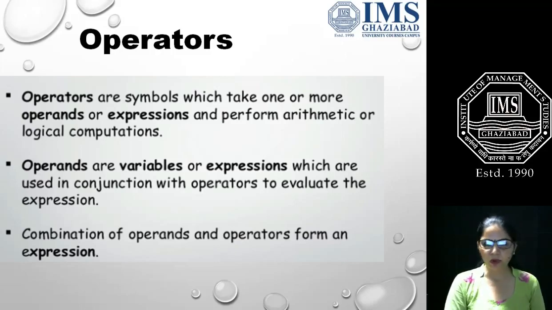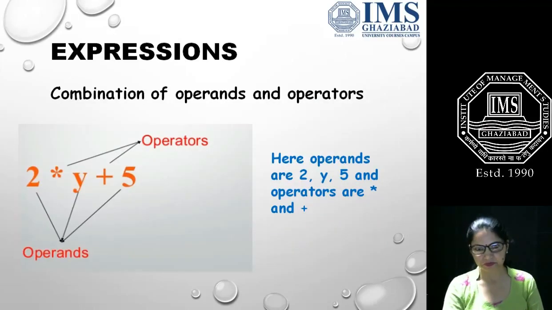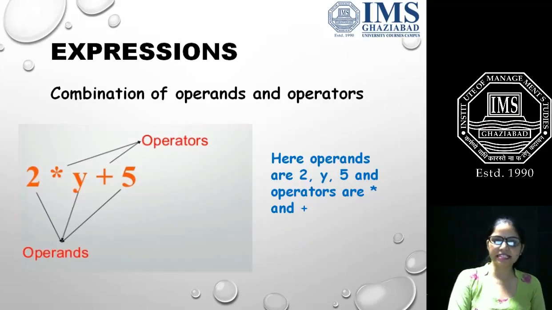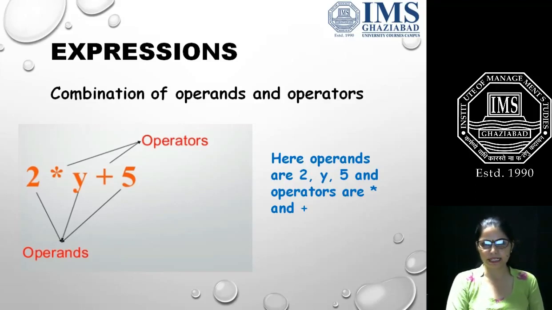Now there is one more term, operand. Operands are basically the variables or expressions which are used in conjunction with the operators to evaluate the expression. And the combination of operands and operators forms an expression. Now let us see what is this operator, operand and expression. Here we have a statement like 2 multiplied by y plus 5. Here 2, y and 5 are the operands, multiplication and plus are the operators, and 2 multiplied by y plus 5 is an expression.